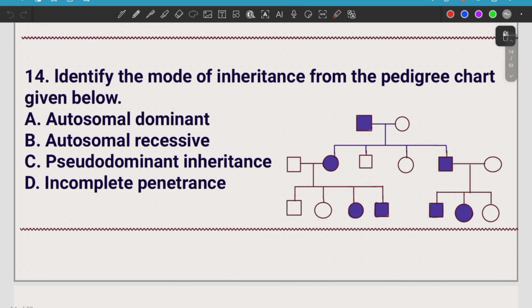There is no skip of generation, hence it is not a recessive disease. Option B is wrong. Pseudo-dominant inheritance, no. Incomplete penetrance also, no. There is complete penetrance only. You can see the disease, isn't it? So it is an autosomal dominant disease.